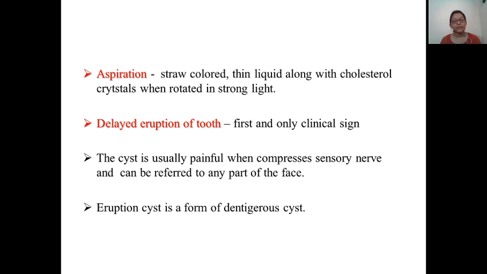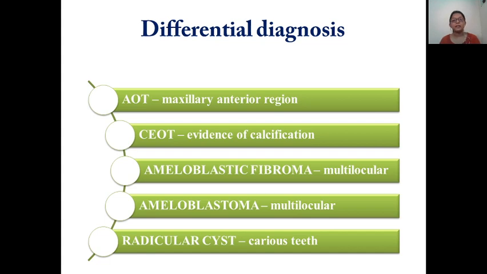Now, eruption cyst is not a different type of cyst. It is a form of dentigerous cyst because it usually occurs in the unerupted tooth or the supernumerary tooth. Now, these are some differential diagnoses by which we can differentiate between the dentigerous cyst and the other pericoronal radiolucency.